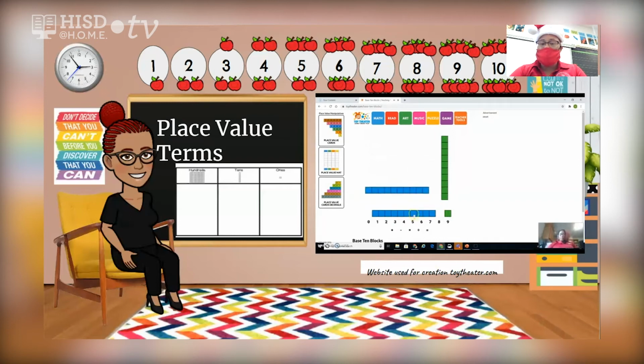10, 20, 30, 40, 50, 60, 70, 80, 90, 100. When we take 100 ones or 10 tens and put it together, now we have the place value block representing the 100. So when we see 1 square, it means 1. When we see 1 bar, it means 10. When we have 1 box, it means 100.